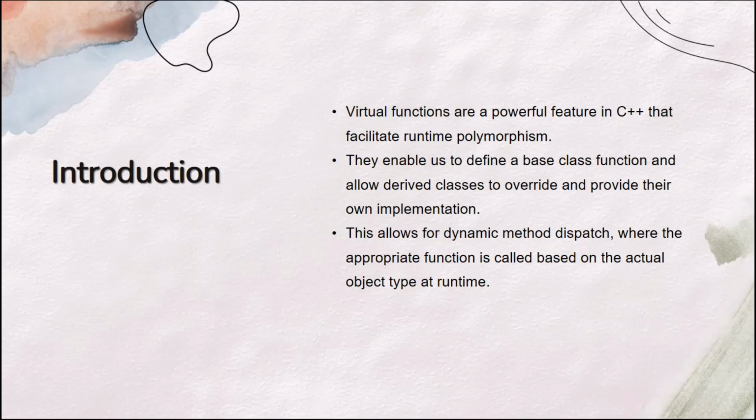The keyword virtual precedes the function declaration in the base class, indicating that the function can be overridden by derived classes. When a virtual function is called through a base class pointer or reference, the actual function called is determined at runtime based on the type of the object being pointed to or referred to.